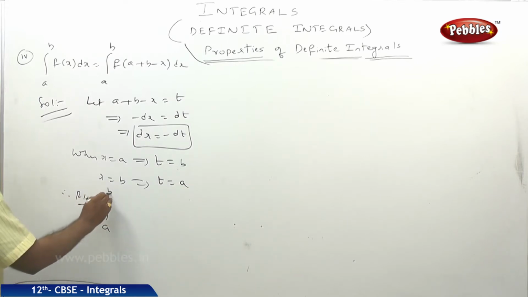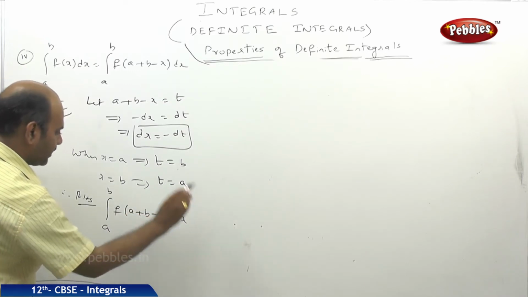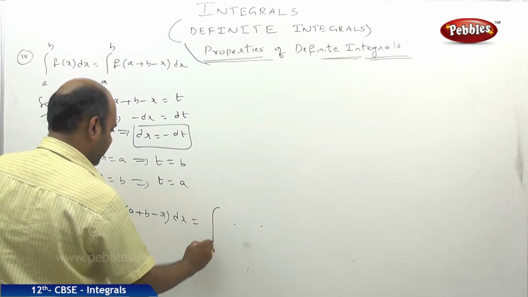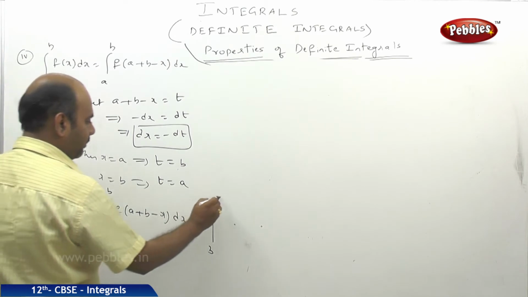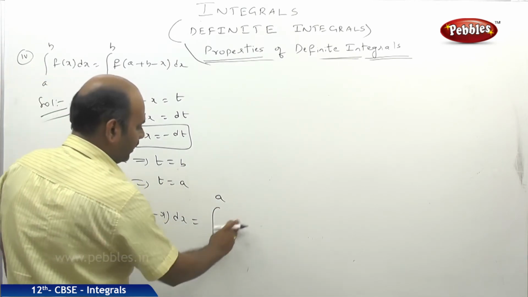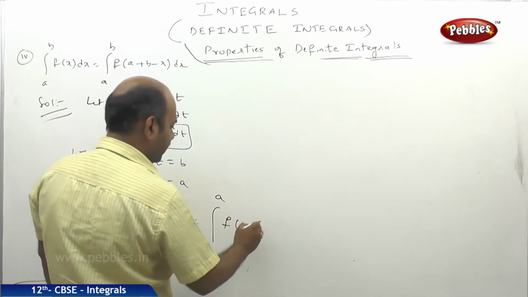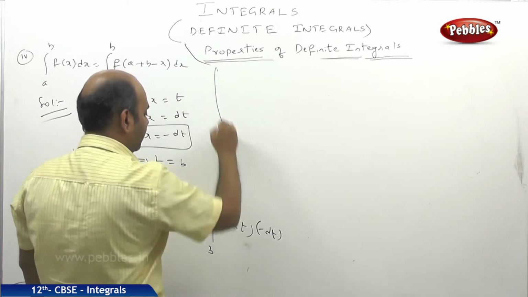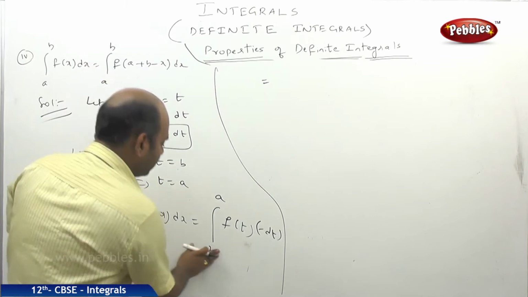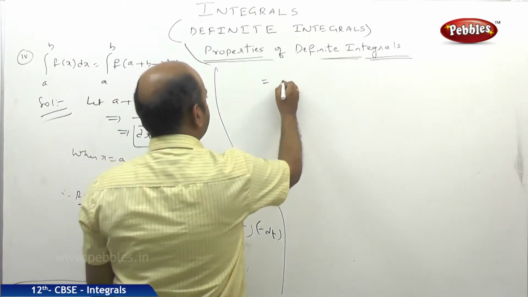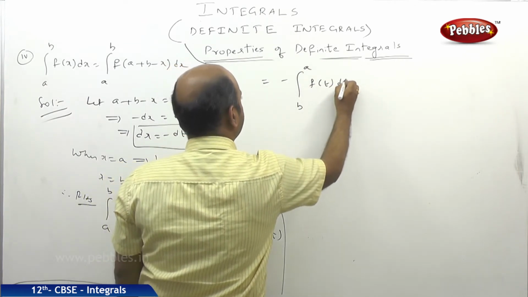So integral of a to b f of a plus b minus x dx is equal to integral of, in place of a I will be substituting b and in place of b I will be substituting a, and f of a plus b minus x means f of t, and in place of dx I need to substitute minus dt. Therefore what happens, finally that is equal to, minus will be outside and b to a f of t dt.